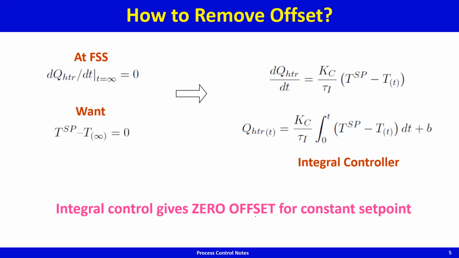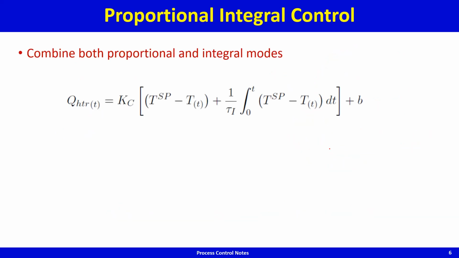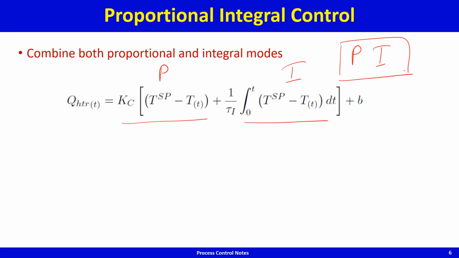We may combine proportional control and integral control. See, this is the integral term. You can also add the proportional term to it. So what you get then is a proportional integral controller, where you have the proportional term and the integral term. This is the P term, this is the integral term. So this is called a PI controller. The PI controller is the most commonly used controller in industry.